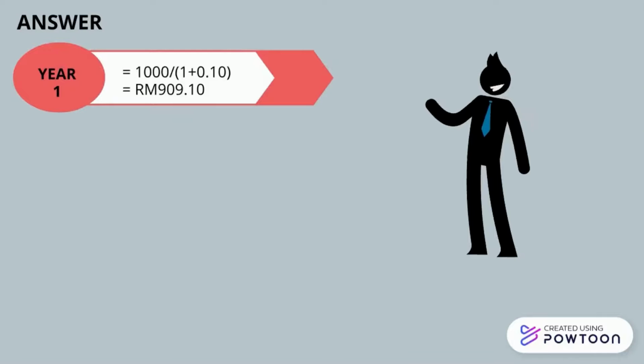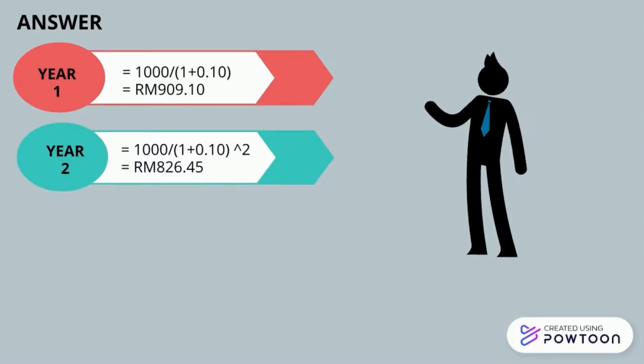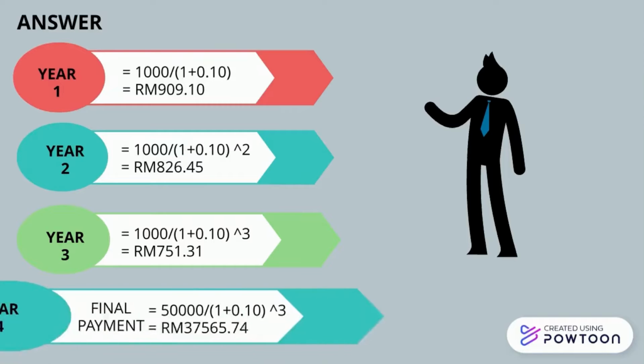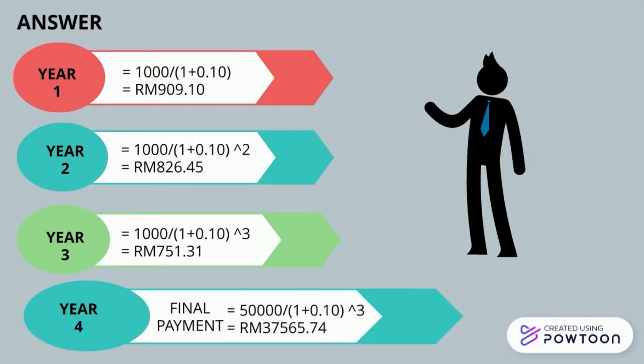Year 1, 1,000 divided by 1 plus 0.10 will get RM 909.10. Year 2, 1,000 divided by 1 plus 0.10 to the power of 2 will get RM 826.45. Year 3, 1,000 divided by 1 plus 0.10 to the power of 3 will get RM 751.31. Year 4, the final payment is 50,000 divided by 1 plus 0.10 to the power of 3 will get RM 37,565.74.